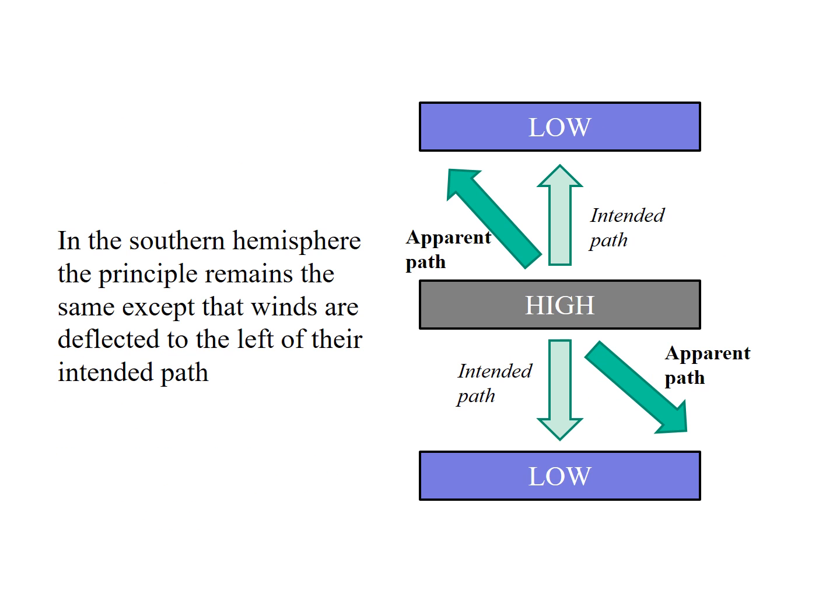The same principle applies in the southern hemisphere. Winds always want to blow from zones of high atmospheric pressure to low atmospheric pressure, but in the case of the southern hemisphere, the winds are deflected to the left of their intended path, giving the apparent paths indicated here in the heavy green.